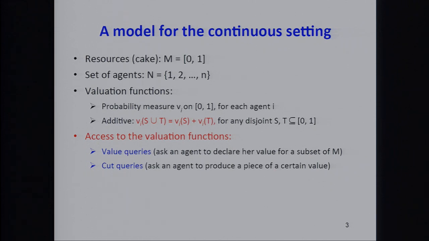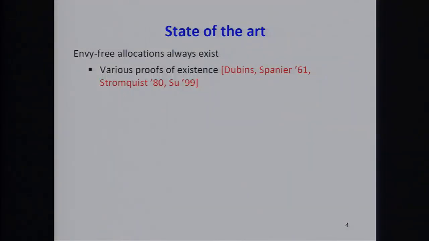As for access to the valuation functions, we assume that happens through evaluation and cut queries. So a value query is just asking a player for his value for a subset of [0, 1]. A cut query asks an agent to produce a piece of a certain value. Okay? So there is an interesting history about this problem. The objective here is to produce an envy-free allocation, meaning that we want an allocation such that nobody envies any other agent.